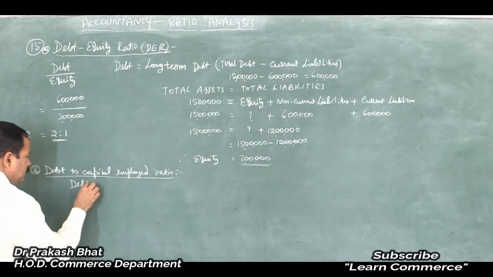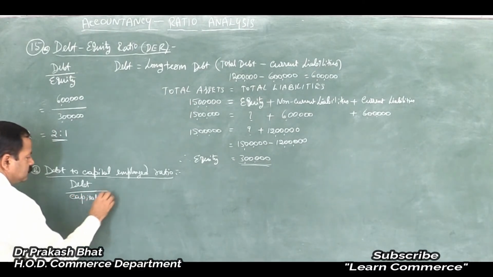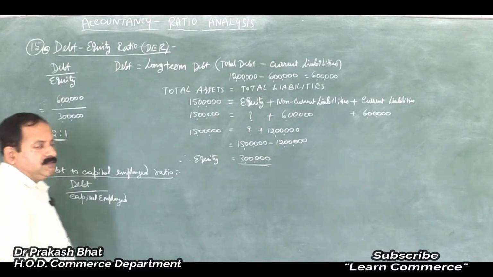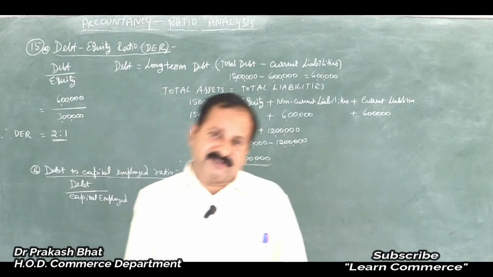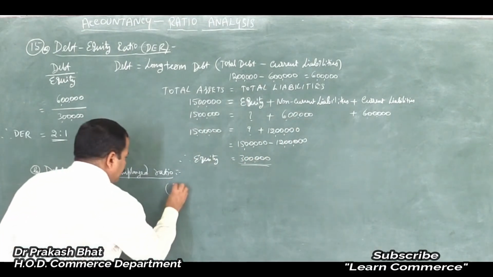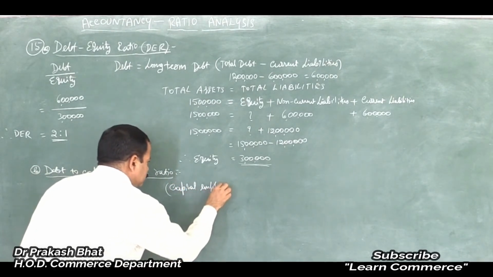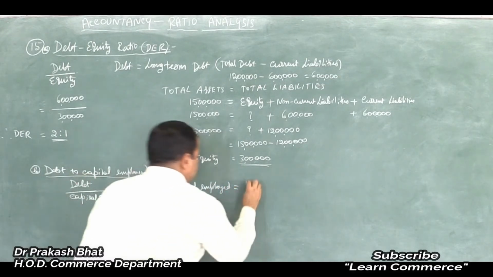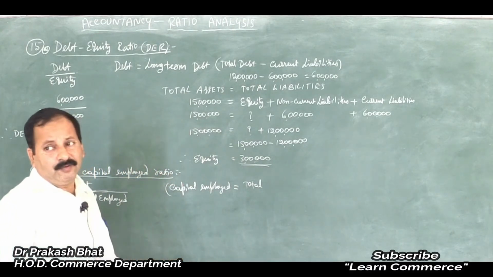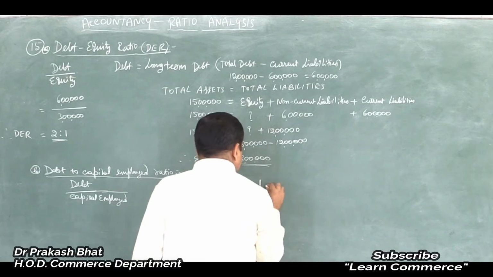Debt to capital employed. Capital employed means total assets. Am I correct? Capital employed is equal to total assets or total liabilities. Both are one and the same, because your total assets always agree with the total liabilities. Correct? Total assets.